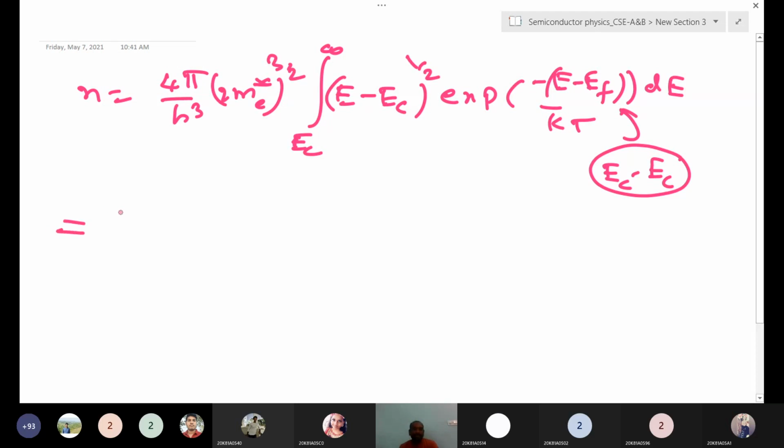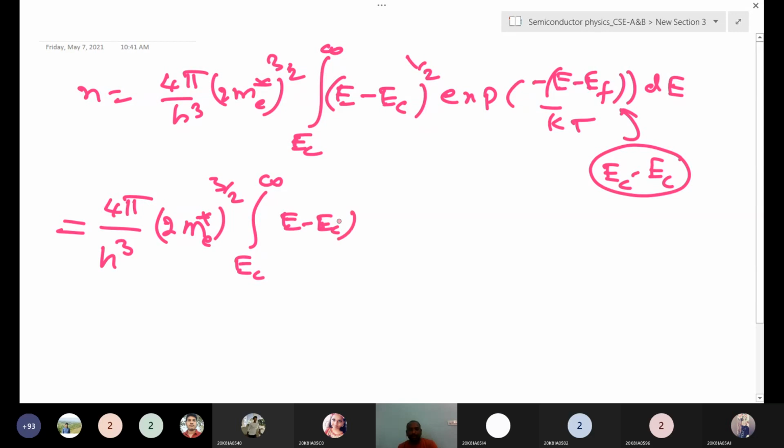Okay, let's see what happens if I add and subtract. 4π/h³, (2m*)^(3/2). E_C to infinity, and E minus E_C, here exponential. Otherwise I am writing E. I am multiplying by minus 2 inside. Here I am adding and subtracting the E_C value. Nothing will change, right? The value will not change, right?